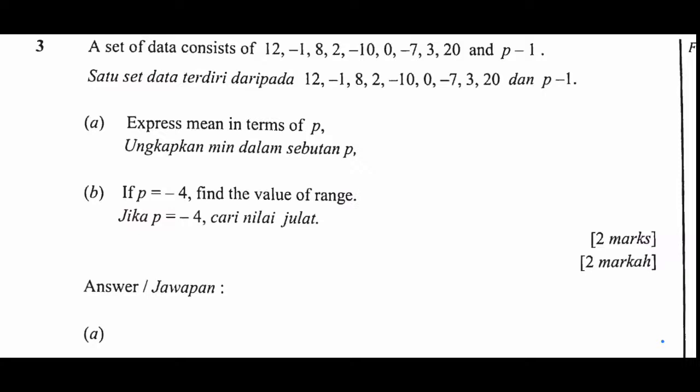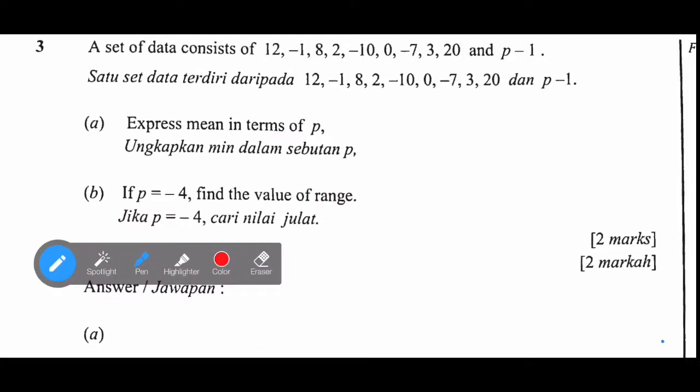Okay, so you must know that the mean formula is sum of all the data divided by number of the data. Okay, statistics is actually quite easy. Now for this question, we are going to sum up 12 plus negative 1 plus 8 plus 2 minus 10 plus 0 minus 7 plus 3 plus 20 plus p minus 1, right? Then you divide by 10. That is your answer, right? Then you simplify. Okay, so the mean is sum of all the data divided by number of data.